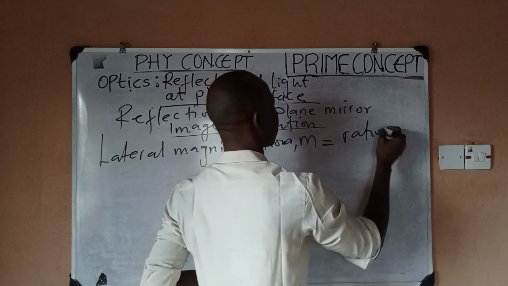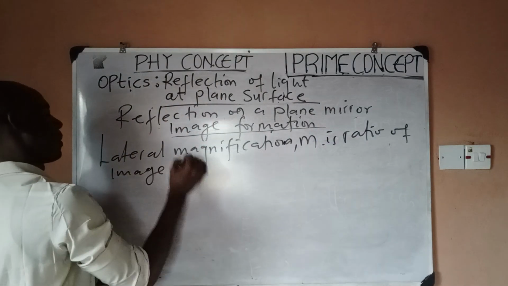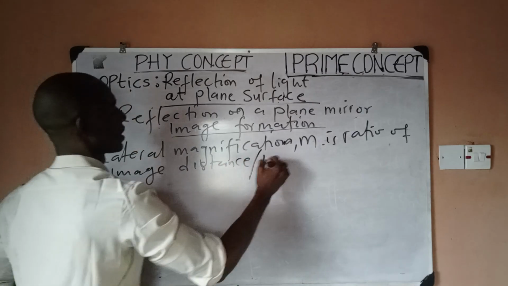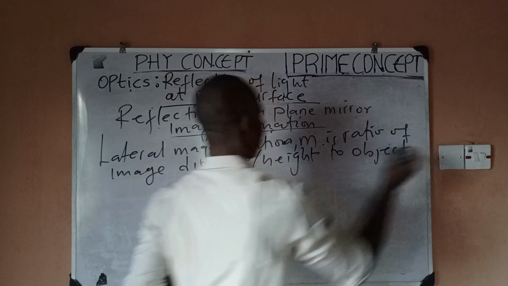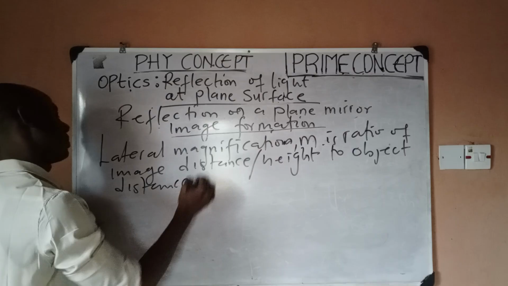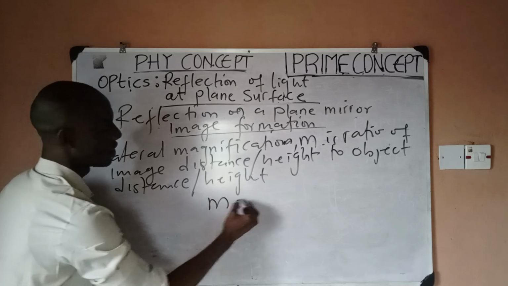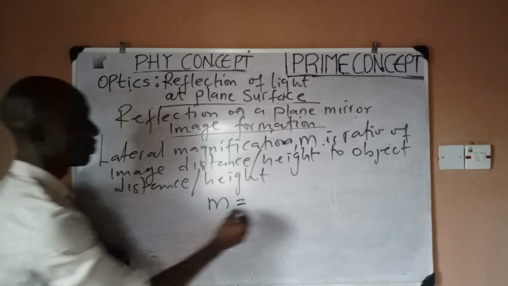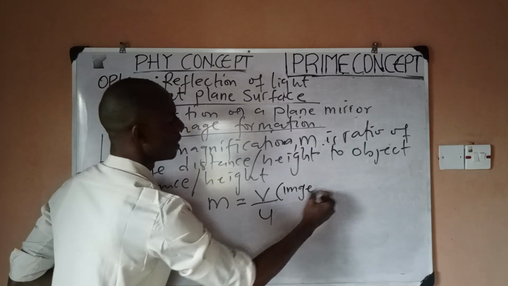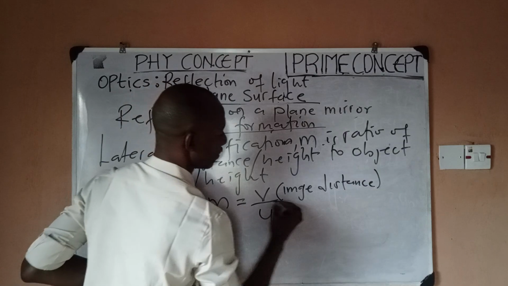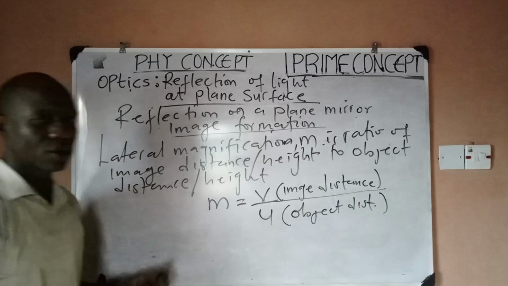It is the ratio of image distance or height to object distance or height. So what do we mean by this? In a simple mathematical form, it means that the lateral magnification for a plane mirror is V over U. What does V represent? Very correct. Image distance. What does U represent? Object distance, right? So this is magnification.